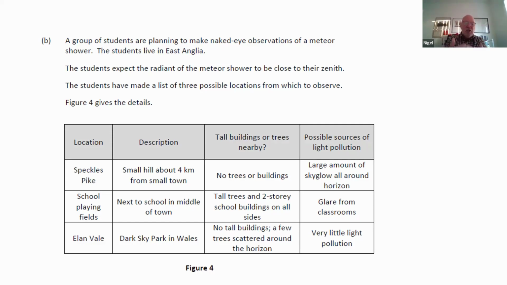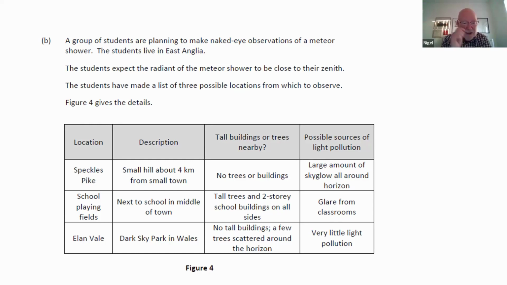Now, this is what you should be doing when you are planning all your observational skills. Look at different locations. They might not be practical. You might have different criteria. You might think, well, I'm not going more than 20 yards from my back garden or from the school playing fields. It's entirely up to you. We've got 3 locations here.